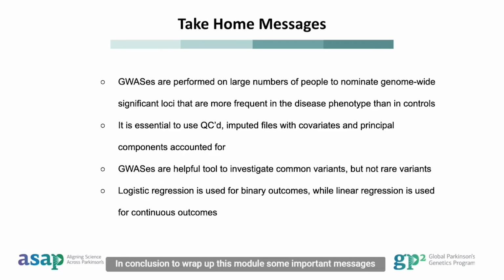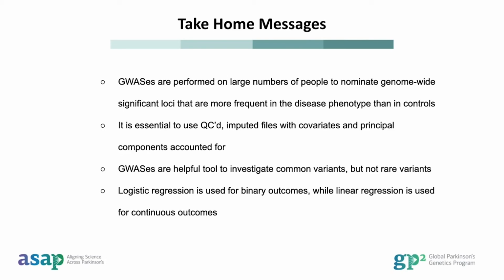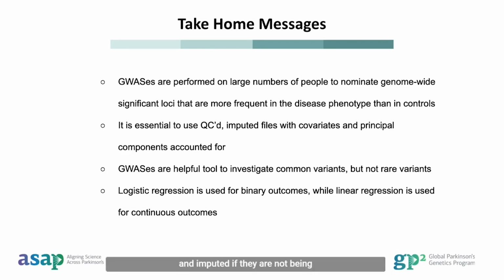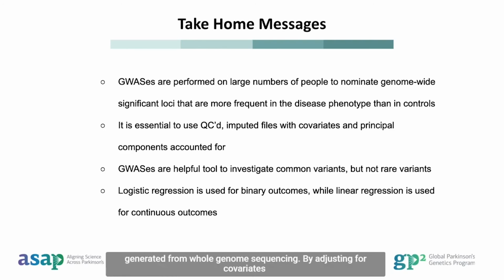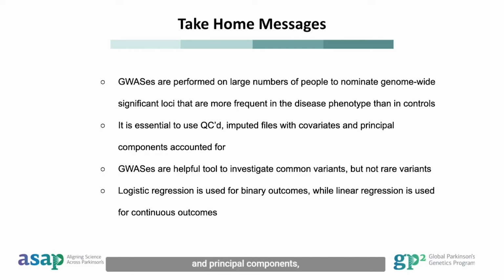In conclusion, to wrap up this module, some important messages to remember is that GWASs are meant to nominate loci, not particular genes, that pass a genome-wide threshold in the disease phenotype versus healthy controls. In order to do this, however, it is essential that the data that goes into a GWAS is clean and high quality and imputed if they are not being generated from whole genome sequencing. By adjusting for covariates and principal components, you can reduce the amount of noise in your analysis.